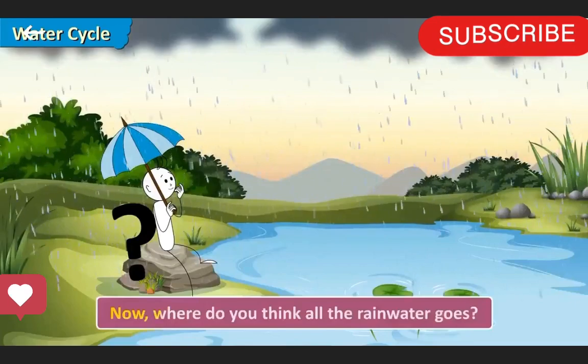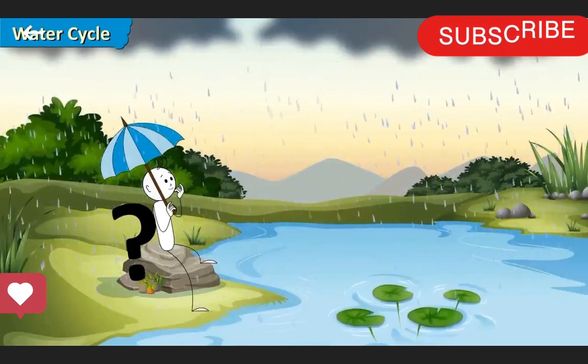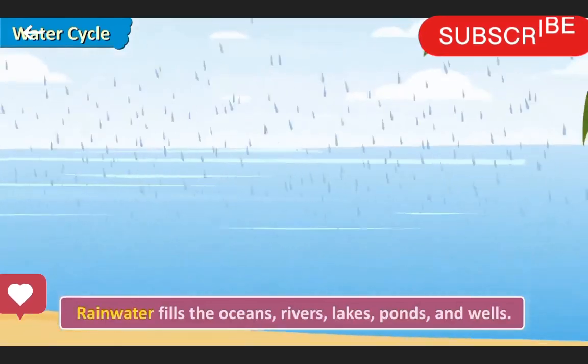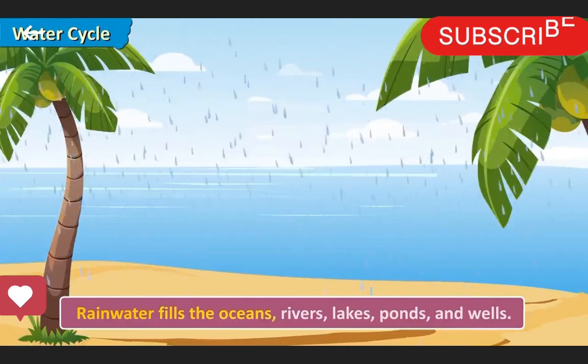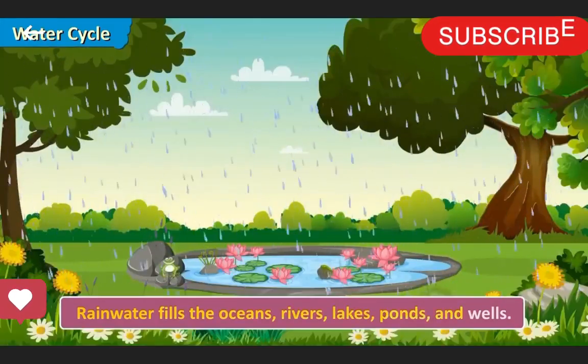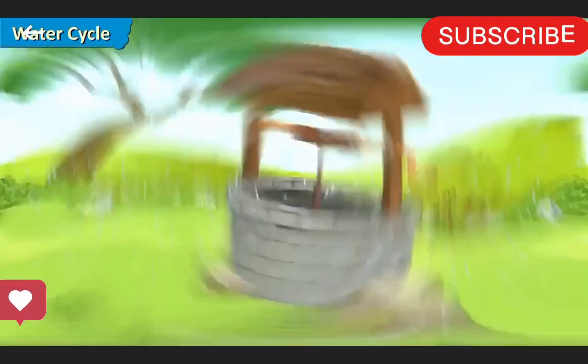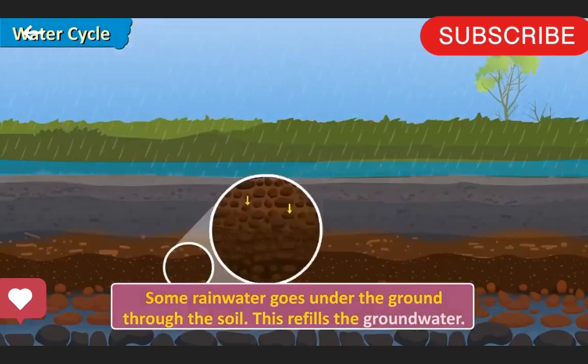Now, where do you think all the rainwater goes? Some portion of the rainwater that falls on the earth directly fills the oceans, rivers, lakes, ponds, and wells. Some rainwater goes under the ground through the soil. This refills the groundwater.